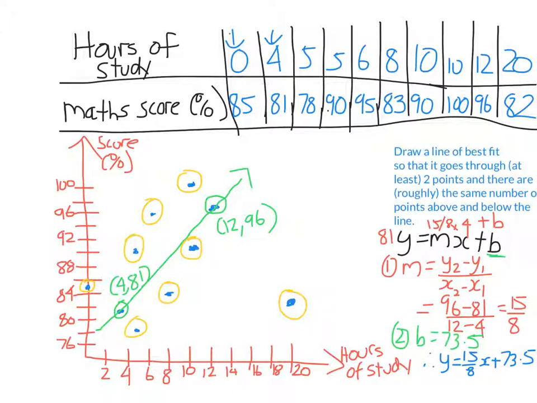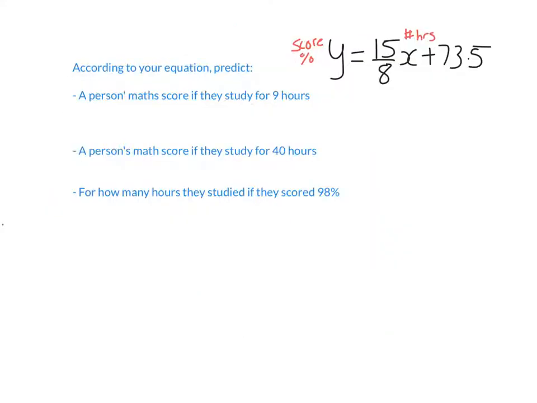So I'm going to turn over to a new slide. Please pause and copy this down if you need. So I have my equation from the previous slide. Y, the score in the maths test as a percent, is equal to 15 over 8 times x, which is the number of hours studied, plus 73.5. We're going to use that equation to answer these questions here.